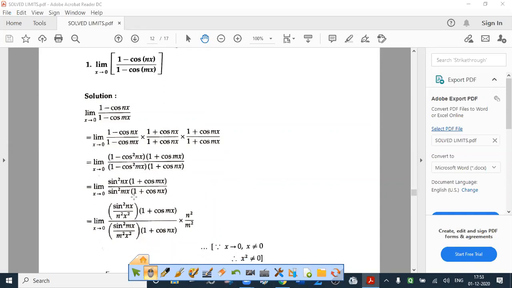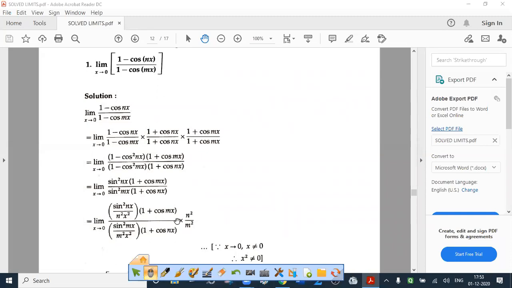Now divide numerator and denominator by x square. Why? Because it is sine square nx. Now let me explain this step. Please listen to me. You're not supposed to write sine square nx upon n square x square. See what I have done. I have multiplied by n square. Can you see n square in the numerator? Yes. Otherwise, the function will change.